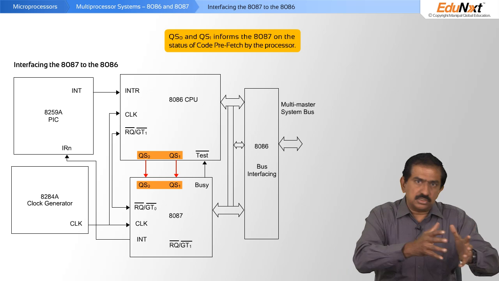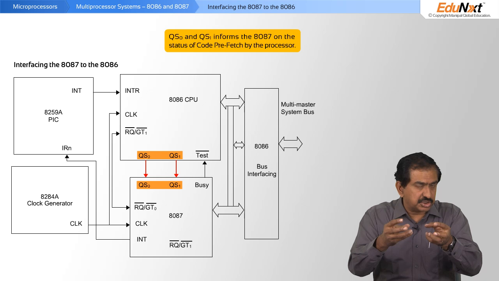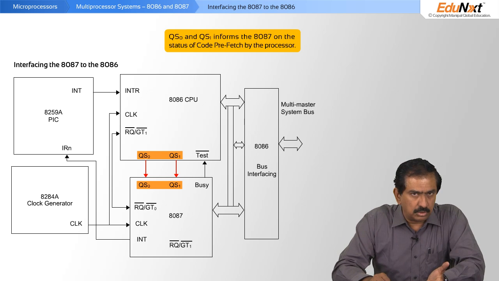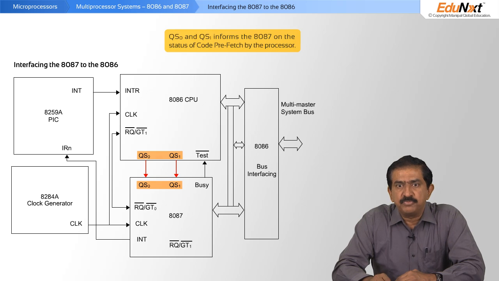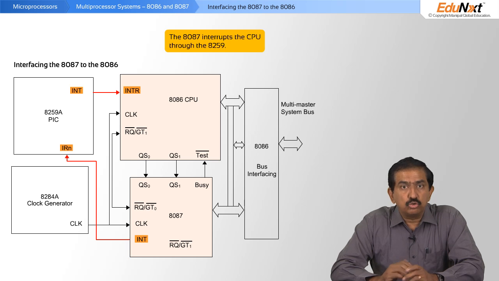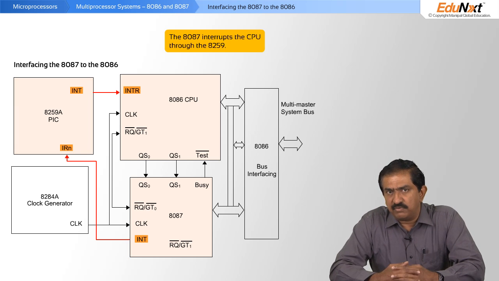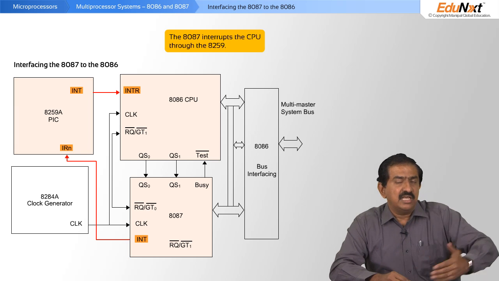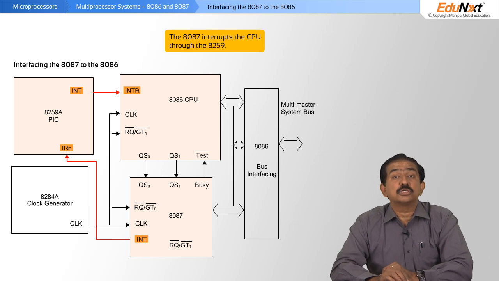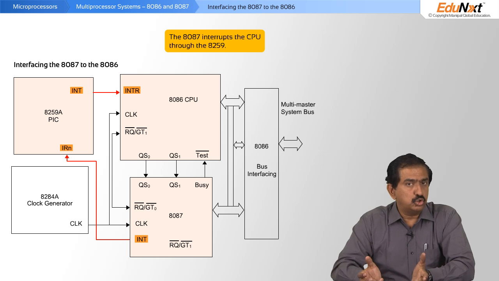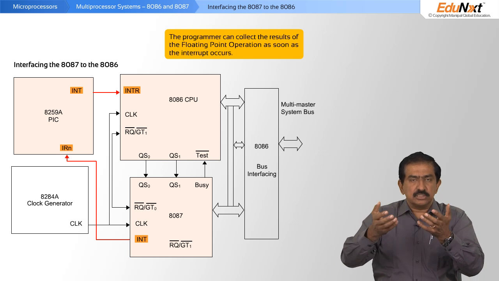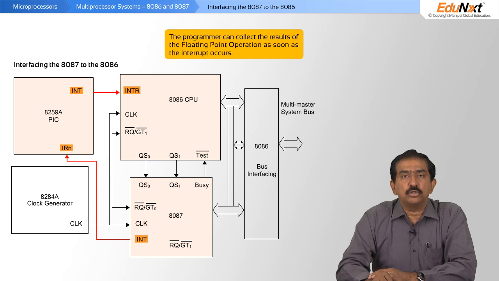And both the processor and the 8087 must look at every instruction and decide to which part of the system it belongs to, whether it belongs to the general purpose CPU or the floating point CPU. And the 8087 will interrupt the CPU through the 8259. You remember our 8259 discussions? So the 8087 will interrupt the CPU through the 8259, and you as a programmer must decide what to do with that interrupt. So you could choose, as soon as the interrupt occurs, to collect the data, to collect the results of the floating point operations.